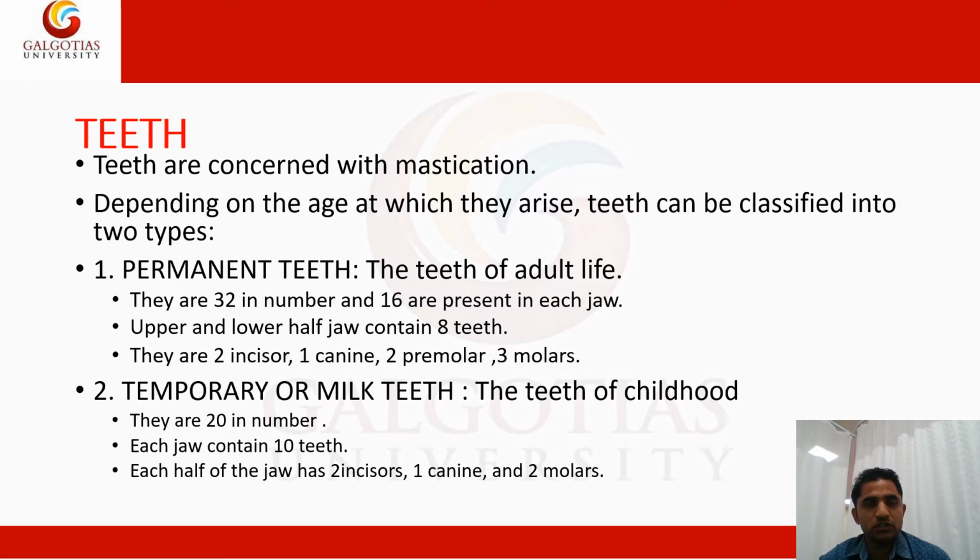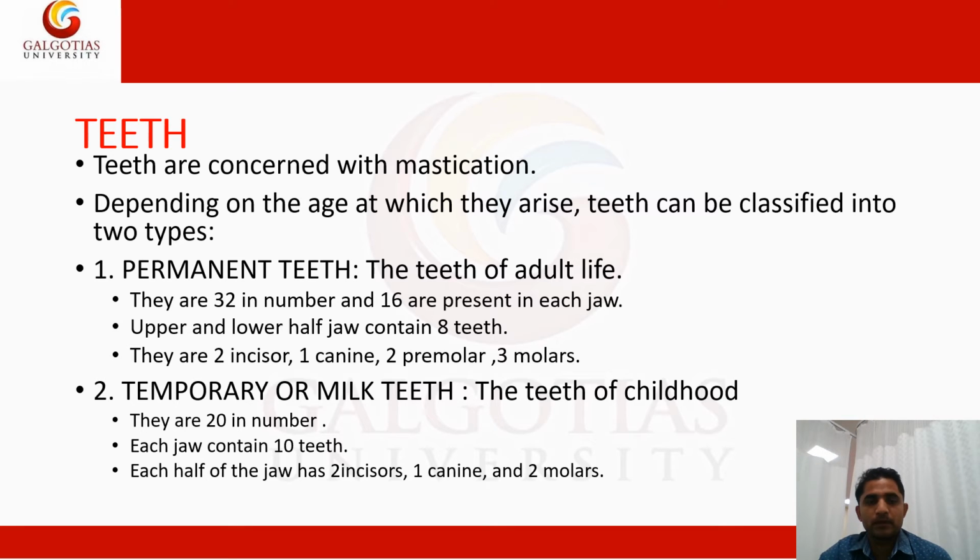We have 20 in number, each jaw contains 10, and each half of the jaw contains 2 incisors, 1 canine and 2 molars. So there is a difference between permanent and temporary teeth. In the temporary teeth, there is no premolar.